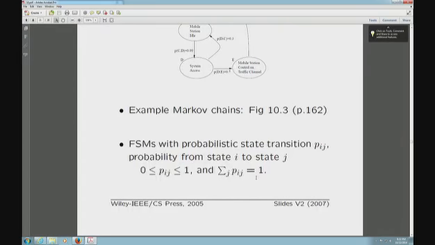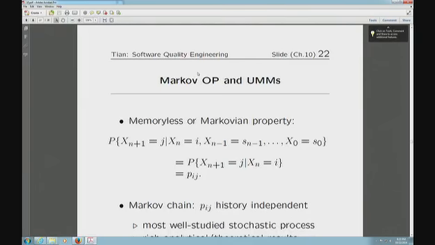And notice here that we have this Pij. What Pij signals is that it is history independent. It doesn't matter how you get to here. As long as you are here, this is the probability distribution you will be following. So that's the so-called memoryless or Markovian property.